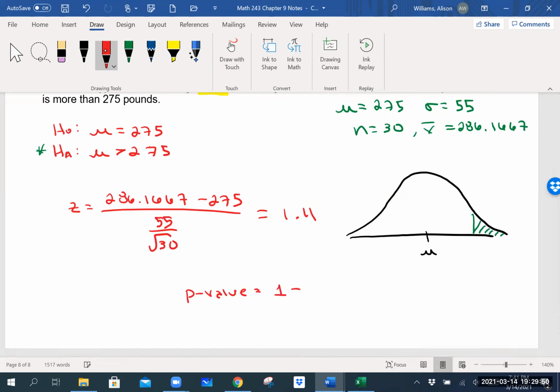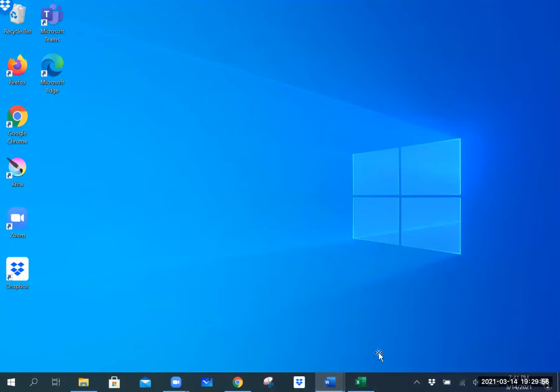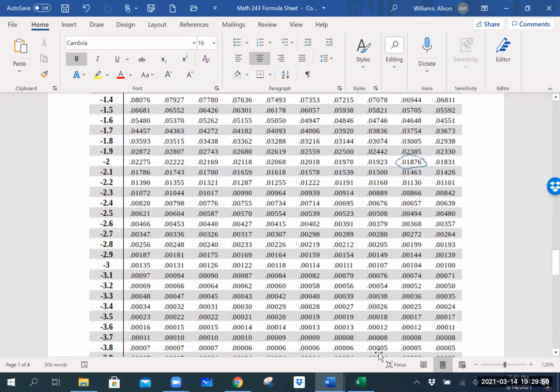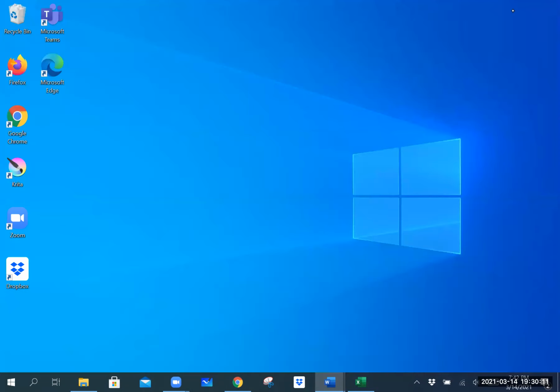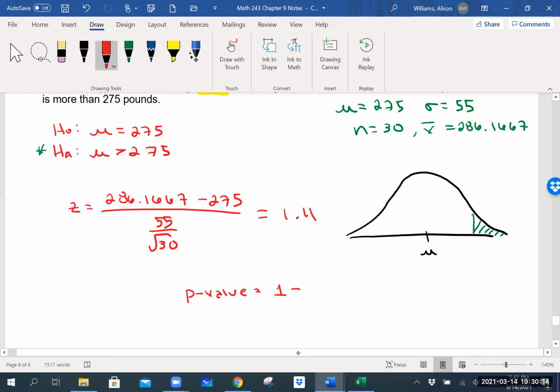So let's look 1.11 up on the table here. Okay, so I need to go to the positives. 1.11. Okay, so that is 0.86650, which I'm going to subtract from 1 and get 0.1335. All right, so there is my p-value.